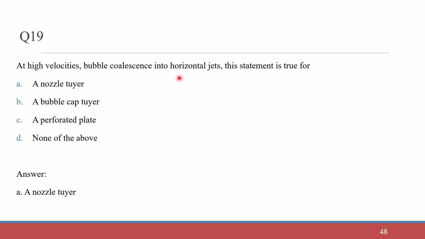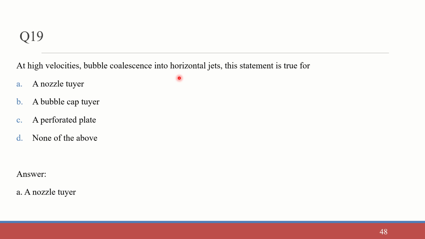In most cases, we have seen that when we are passing higher velocities, those bubbles grow in size and they coalesce with the preceding bubbles. So it would be vertical coalescence mostly. But if at higher velocities bubbles coalesce into horizontal jets, this statement is true for which type of distributor? It is nozzle type. So option A is the right answer.